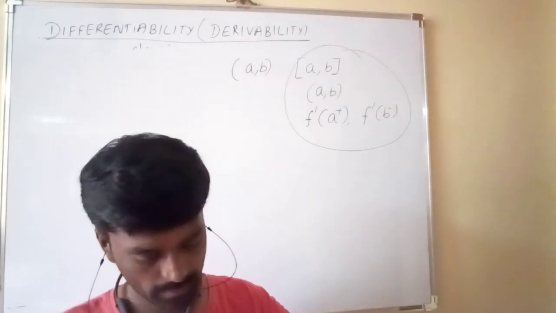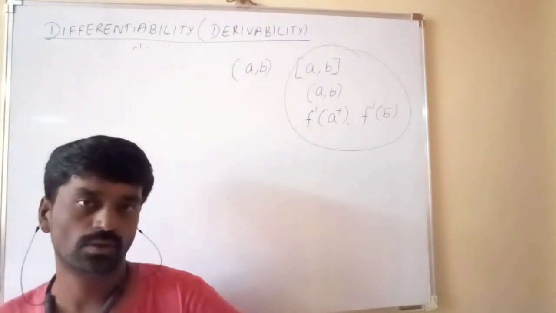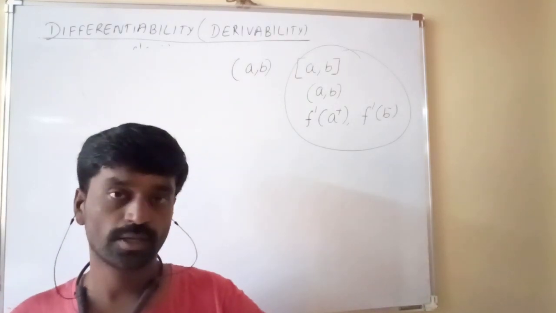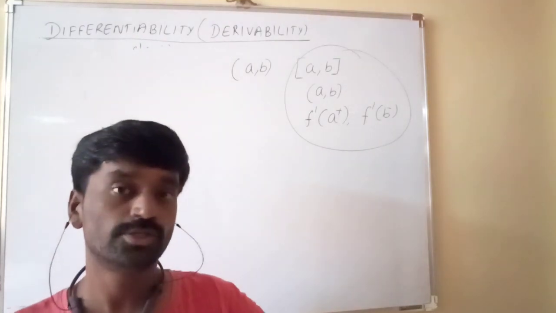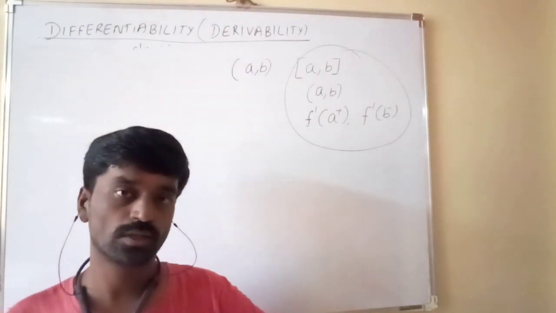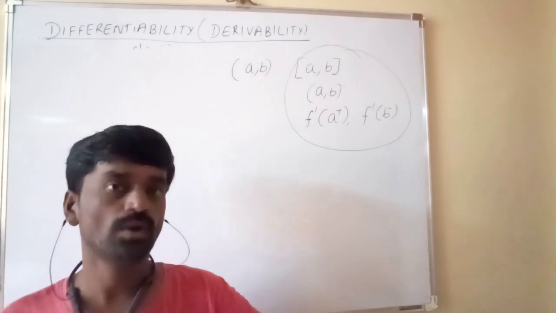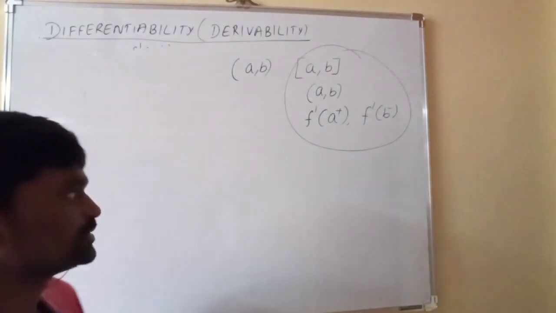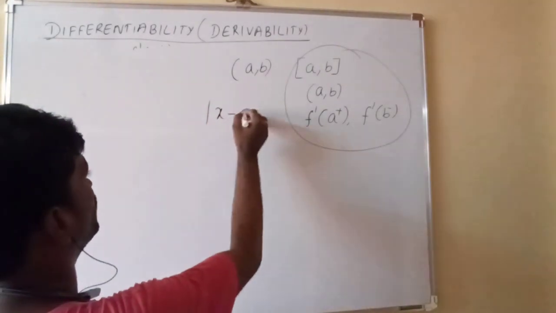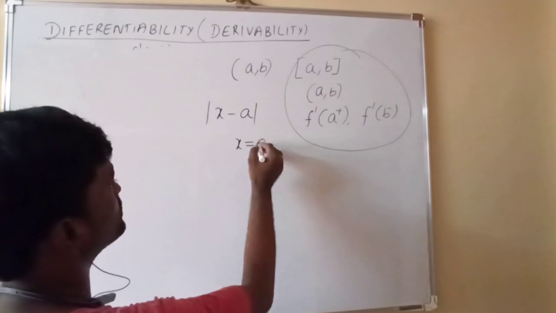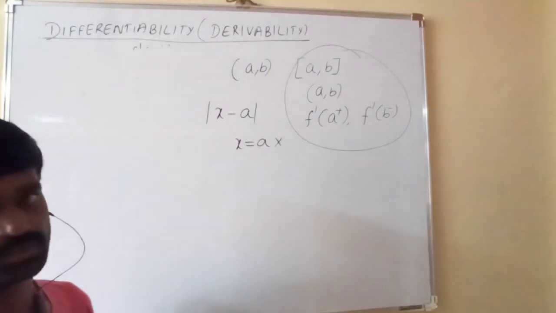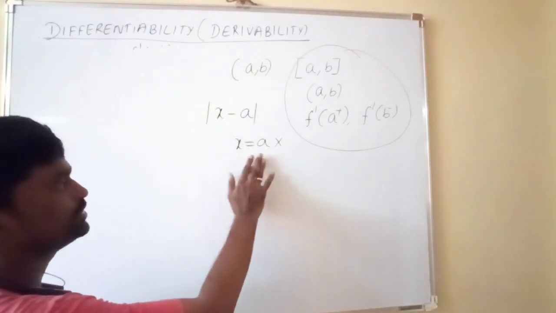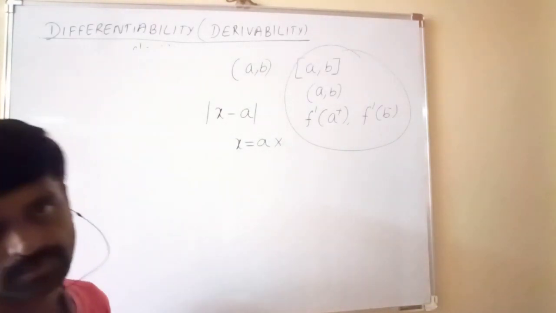Next, mod x is not differentiable only at 0, which means at the rest of the points it is differentiable. Okay, and mod x is continuous everywhere. And in general, modulus of (x minus a) is not differentiable only at x equal to a. At the rest of the points it is differentiable, and it is continuous everywhere. That means the function is continuous at x equal to a but not differentiable at x equal to a.